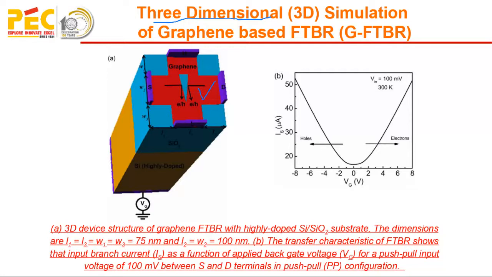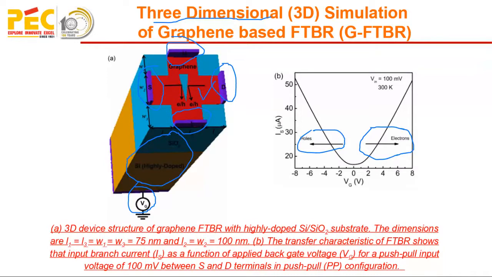In this, the device is designed on a silicon dioxide substrate, and here a backgate terminal is connected. On the basis of the backgate potential, if it is positive, the electron effect will dominate, and if it is negative, the hole effect will dominate. These are the source and drain terminals of the device, which will work as input terminals, and here we have the lower and upper terminals of the device, which will work as output terminals.